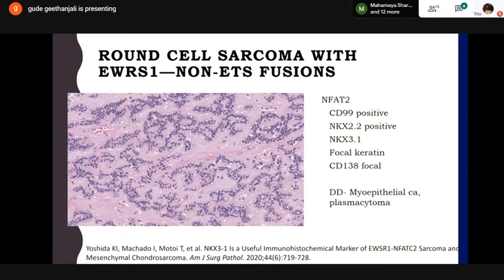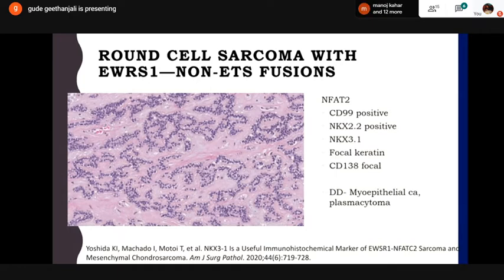Because of this abundant myxoid stroma and the arrangement of round cells in a single file pattern or a cord-like pattern or reticular pattern, the differential diagnosis is myoepithelial carcinomas and plasmacytomas. And just like myoepithelial tumors, it can show focal keratin positivity, but it doesn't show S100, SMA or calponin positivity. And it can show focal CD138 positivity, but it doesn't show CD38 positivity. So this should be kept in mind, and also the age group, because round cell sarcoma with EWSR1 non-ETS fusions occurs in a young age group when compared to plasmacytomas.